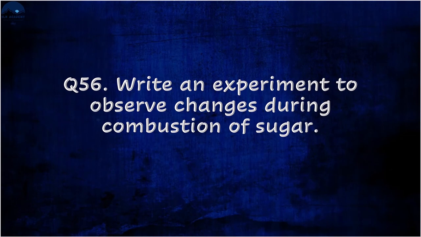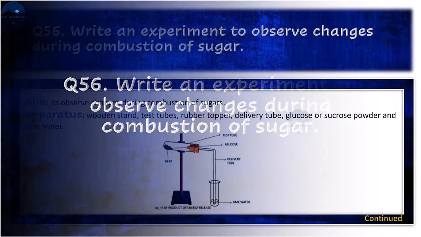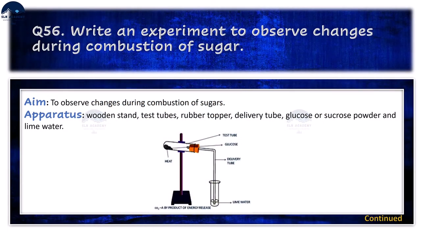Question 56. Write an experiment to observe changes during combustion of sugar. Our aim is to observe changes during combustion of sugars. Apparatus used are wooden stand, test tubes, rubber stopper, delivery tube, glucose or sucrose powder, and lime water.